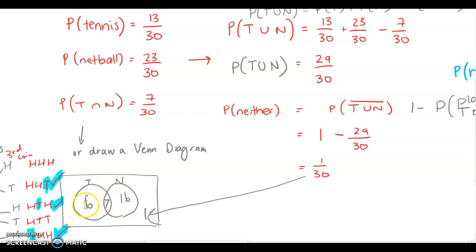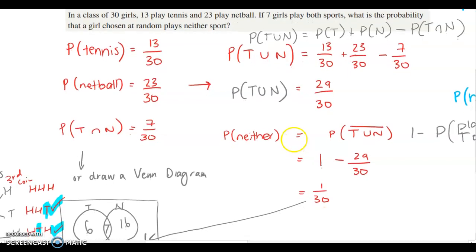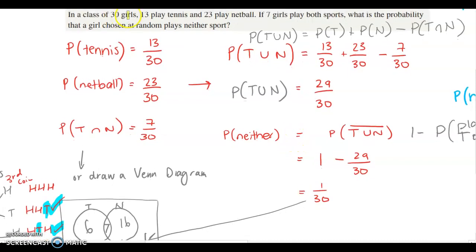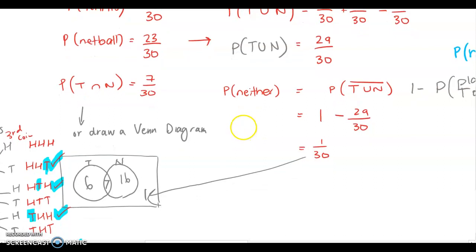Now, if I add all of those numbers up together, the girls that play tennis and netball, I end up with 6 plus 7 plus 16, and I end up with 29 girls. But all up, we were told we had 30 girls. So there's a number 1 down there, and that 1 tells me that that is 1 girl that plays neither tennis nor netball nor both. So that's that 1 girl.